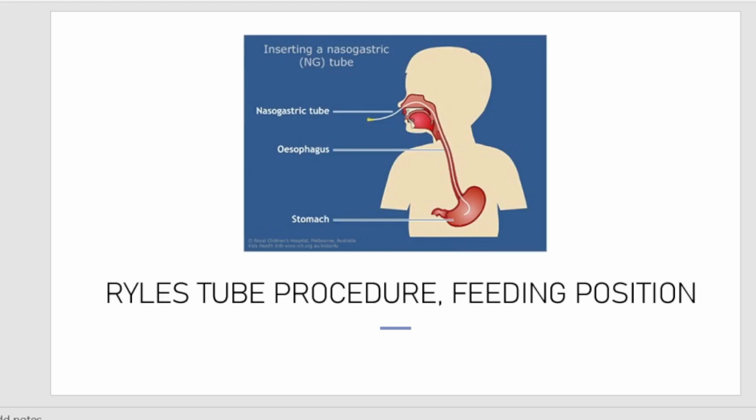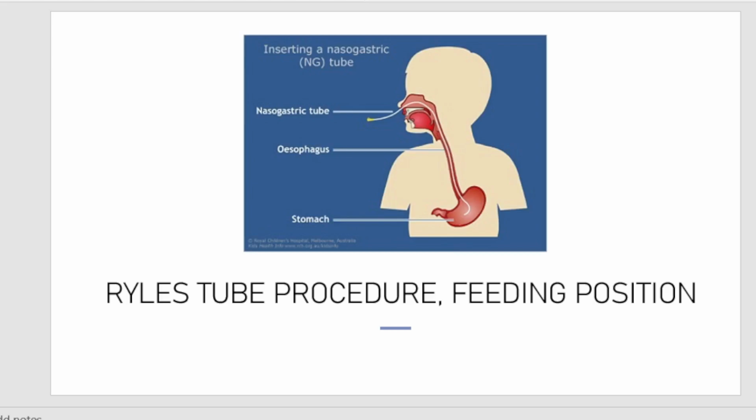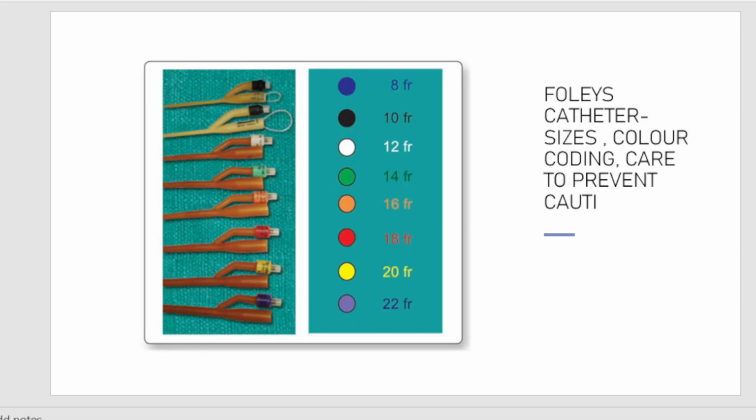Next, other topics are Ryle's tube procedure and feeding positions. Up to this topic, up to oxygen, these are the most important topics, so we will deal only with important points. The remaining topics they do ask, but not that frequently, though they will ask in one paper like that. So we will only mention the names: Ryle's tube procedure and the feeding position, and questions related to the Foley's catheter and its sizes, color codings, and the care to prevent CAUTI. CAUTI means catheter associated urinary tract infections. And we have to know the different sizes for the newborn, infant, children, and adults.